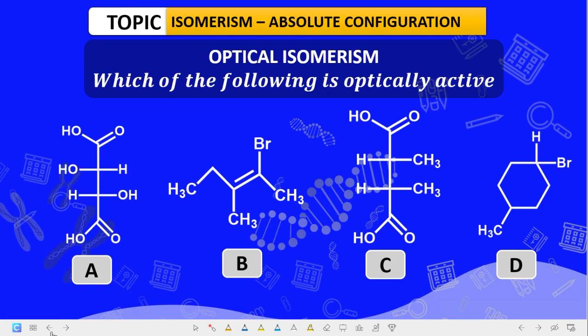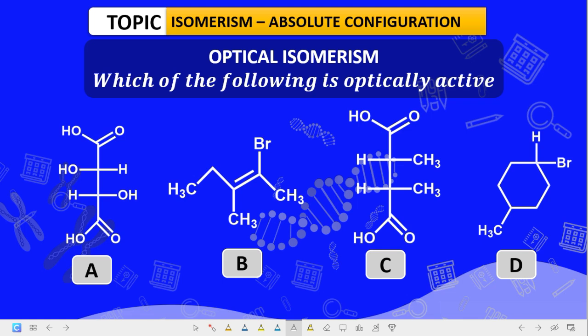Okay, now you have a question. The question says, which of the following is optically active? Which of these compounds do you think is optically active? Is it A? Is it B? Is it C? Or is it D?